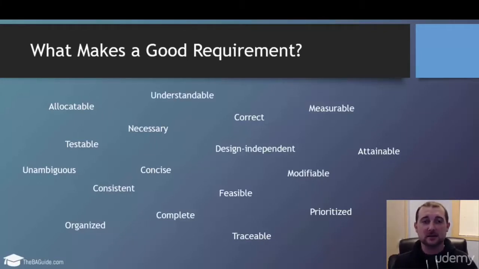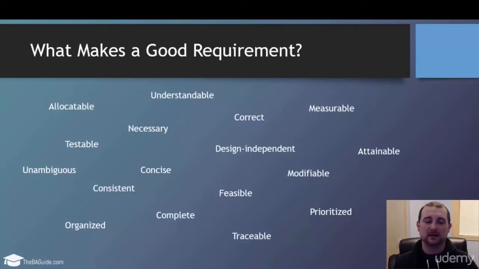So that's it. So we're just going to complete this lecture. No, I'm just kidding. Those are all the great characteristics of what makes a good requirement. And what's funny is I've gotten this from textbooks. They say, what makes a good requirement? And they have this laundry list of characteristics that a requirement should have.